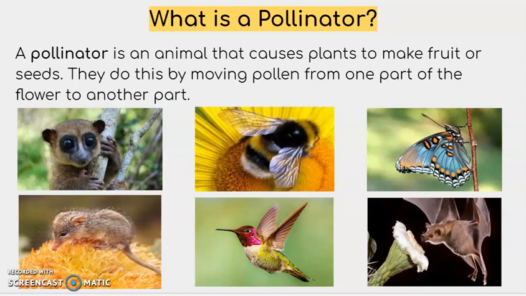Do you recognize any of the creatures in this slide? This one here, this is a lemur, a bee, a butterfly, a bat, a hummingbird, and this little guy, that's a honey possum. So these 6 different animals are all different types of pollinators.